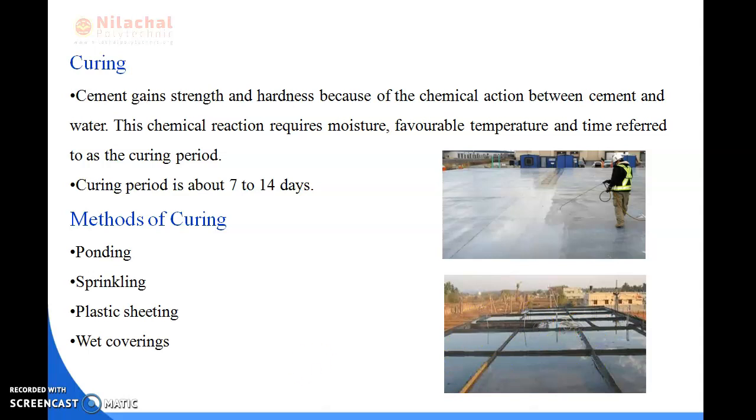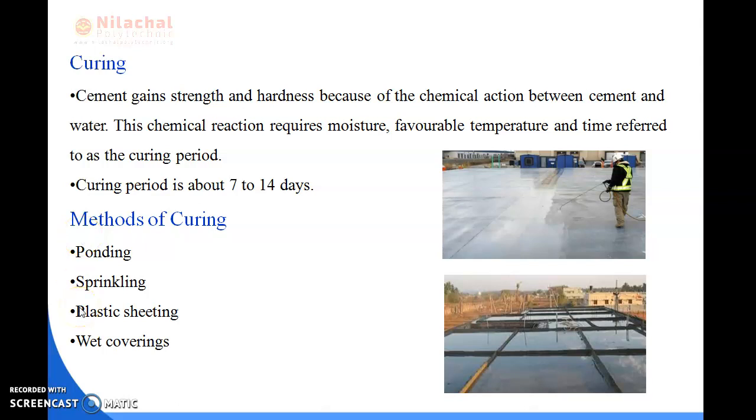So some of the methods are ponding with water and covering the concrete with a wet jute bag. Also, we can cover the concrete with waterproof paper or polythene and hold it in position, then apply a curing compound, or you can also spray with water, with a continuous sprinkling of water. Okay, so these are some of the methods of curing.